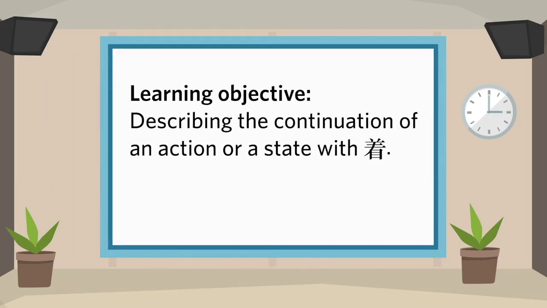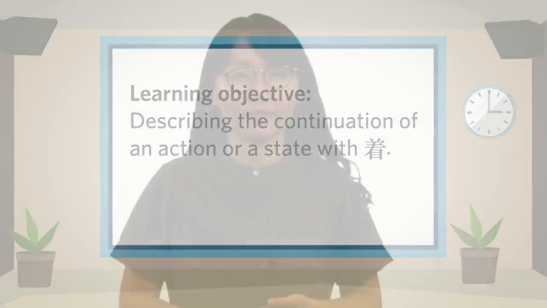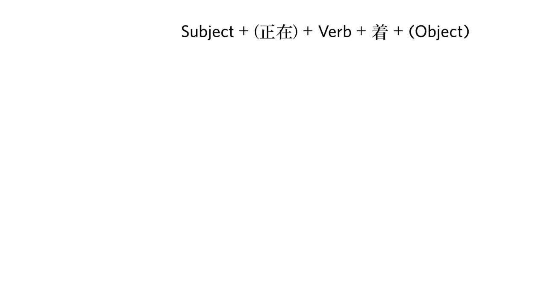In this video, we will learn how to describe the continuation of an action or a state with 着. 着 is often placed after a verb to indicate the continuous aspects of an action or an ongoing state. The most basic pattern is subject plus verb plus 着 plus object, like 门开着 the door is open.